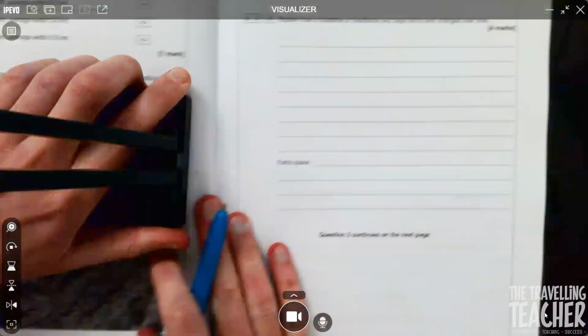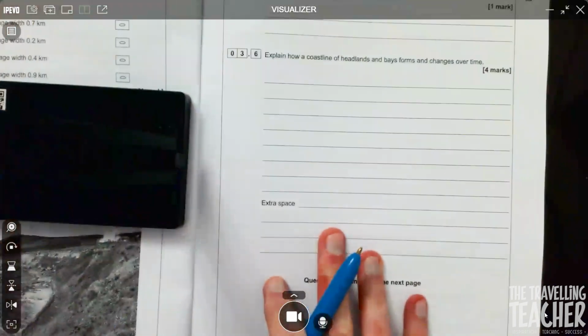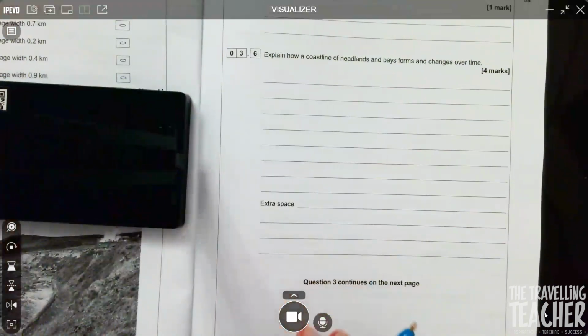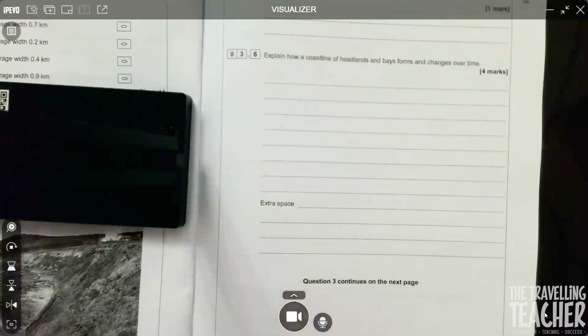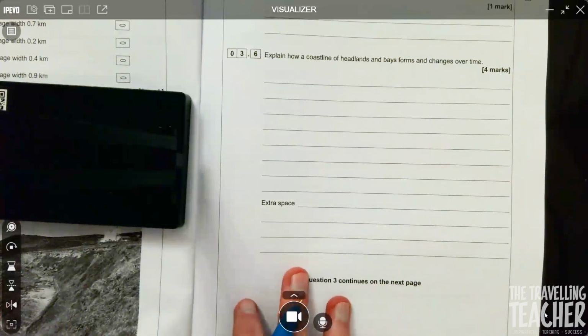Right, we're going to jump, ladies and gentlemen, over to question 3.6. The questions before that, there's 4 questions we've just missed out. They are referring to the figure 10 and figure 11, which is the resource insert which you will need for those questions. We're not going to do it for the purpose of this video. That will be looked at in another video where we're looking at exam skill using a paper insert from an exam. So we're going to dive straight into question 3.6. So explain how a coastline of headlands and bays forms and changes over time. So here we go.